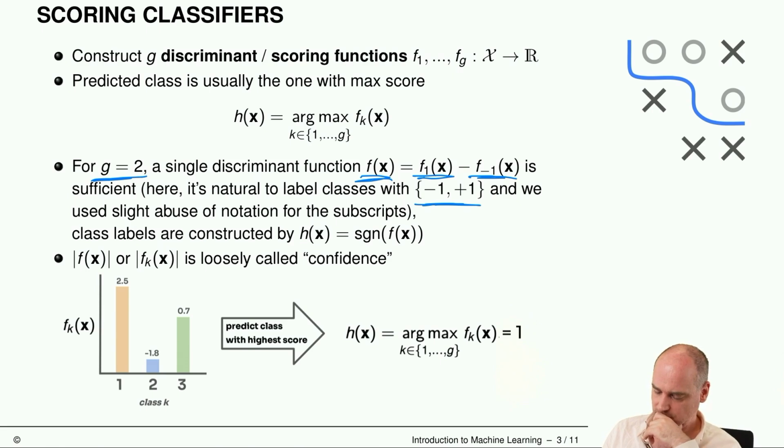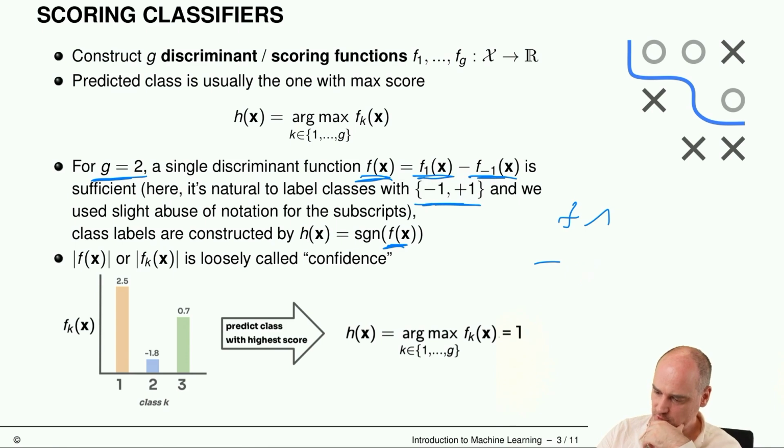If you are in the binary case and you want to construct from the score f here for the positive class a hard label, you can simply use the sign function, right? So if it's a positive value, predict a +1, and if it's a negative value, you would predict class -1. And because of exactly these types of operations, it feels quite natural then to encode classes here with -1 and +1.